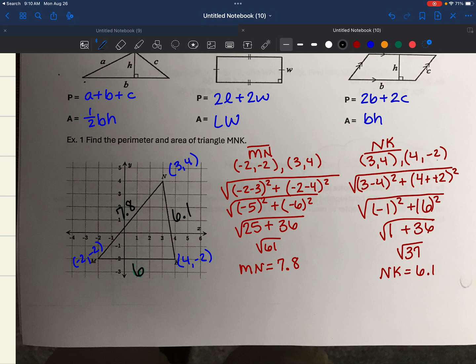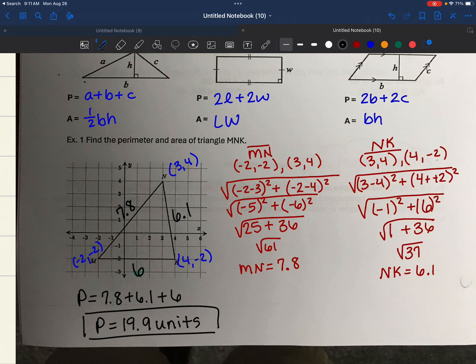Okay. So, truthfully, have we even started to do either of the two things they asked us for? No, right? Because it asked us to find perimeter first. So now I have my 3 sides. So all I have to do to find the perimeter is add 7.8 plus 6.1 plus 6. 19.9. If we're in a coordinate plane, we call it units. We do have to label when we talk about perimeter and area. Okay? All right? Questions on that?